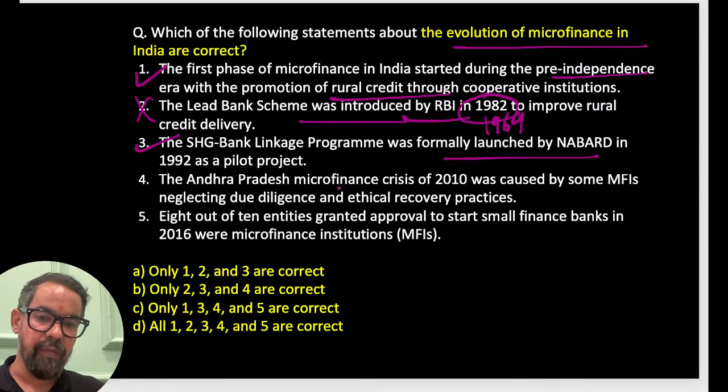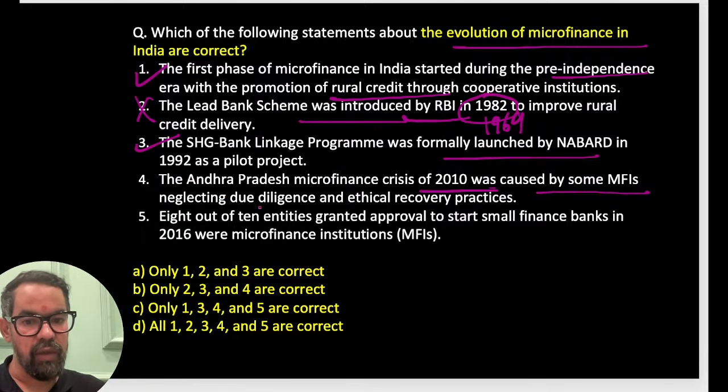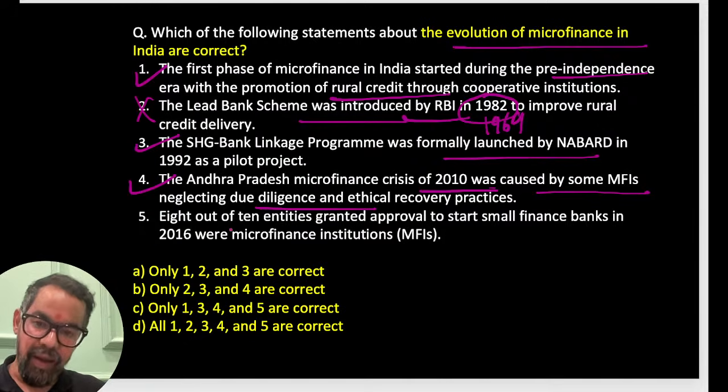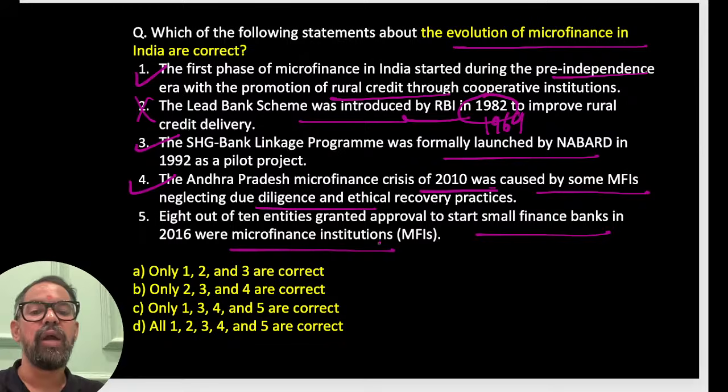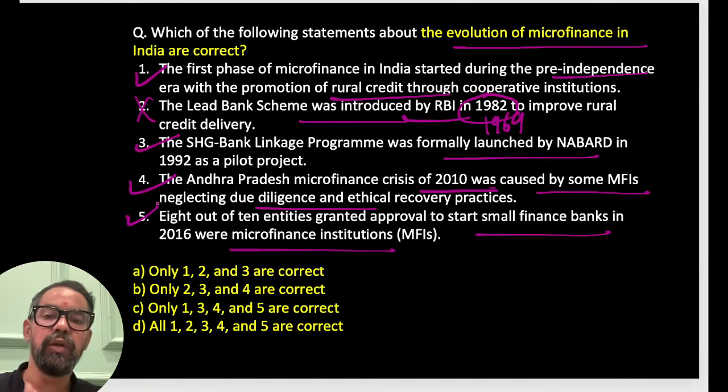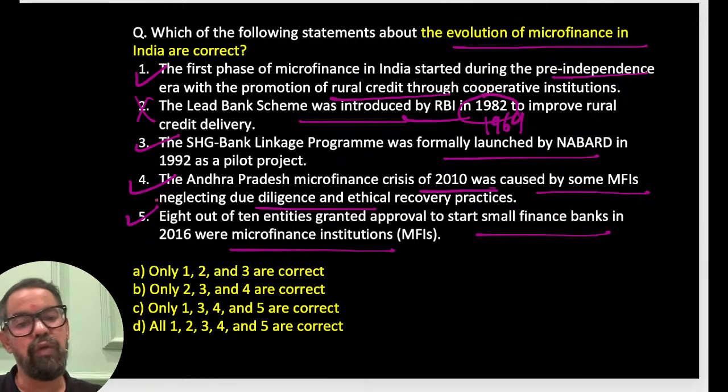The Andhra Pradesh microfinance crisis of 2010 was caused by some MFIs neglecting due diligence and ethical recovery processes. 8 out of 10 entities granted approval to start small finance banks in 2016 were microfinance institutions, when RBI gave in-principle approvals to entities for the establishment of small finance banks.